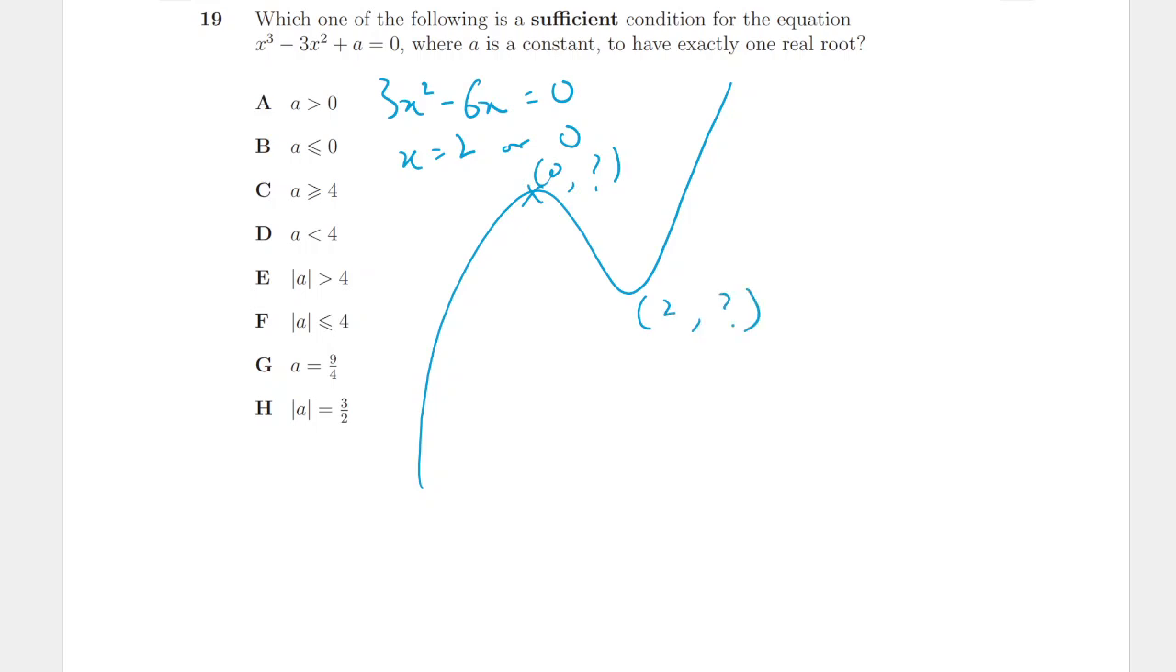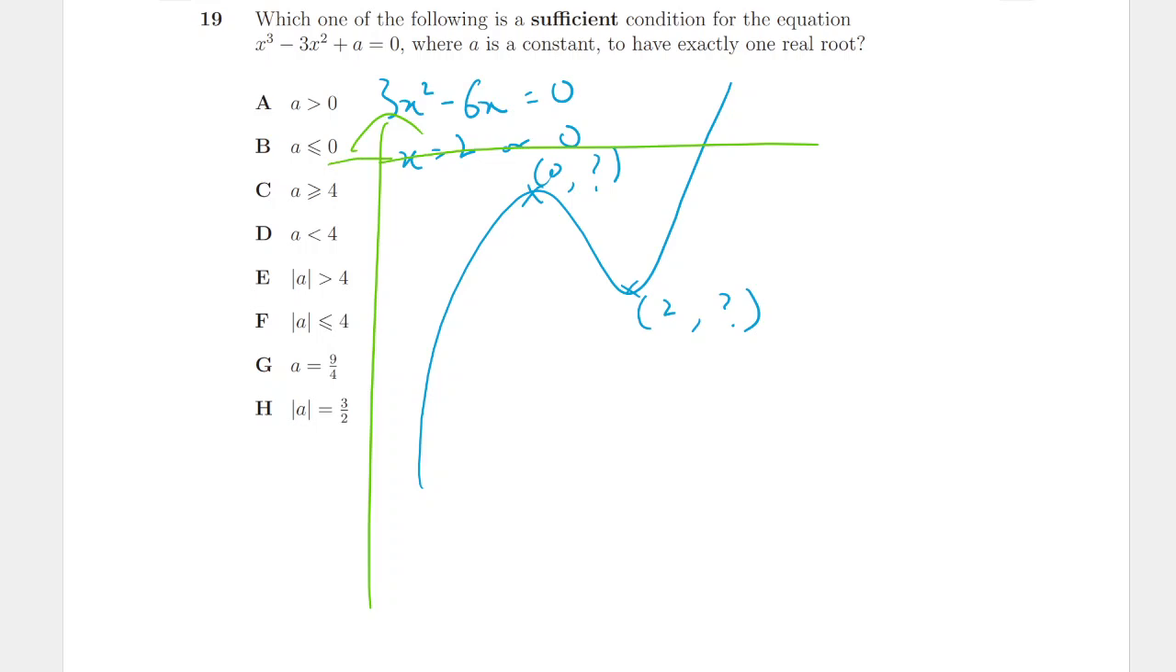Okay, so how do I make sure that the equation has exactly one real root? Well, there are two ways, right? You either make sure the turning point down below is above the x-axis, so it looks something like this, right? Or you make sure the maximum, the turning point above, is below the x-axis. So the x-axis would be flying up there, for example, here, right?